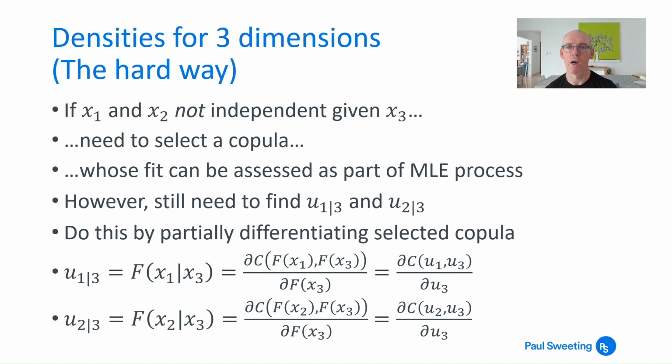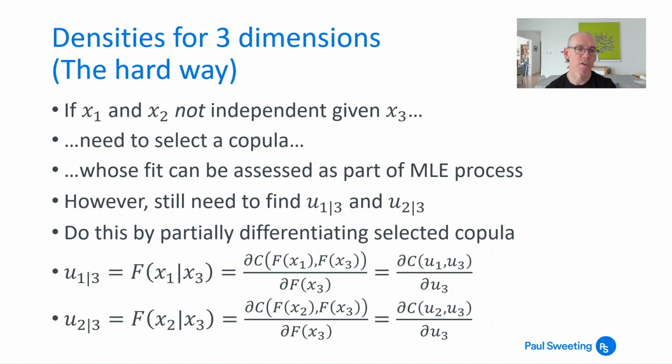If x1 and x2 aren't independent given x3, then you need to pick a copula. And you can assess the fit as part of the MLE process or by eyeballing the data to see whether it fits the observations that you have. But you do still need to find those observations. And those observations are u1 given 3 and u2 given 3. Now, the way that we get these is by partially differentiating the copulas that we already have between 1 and 3 and between 2 and 3, which we're already selecting.